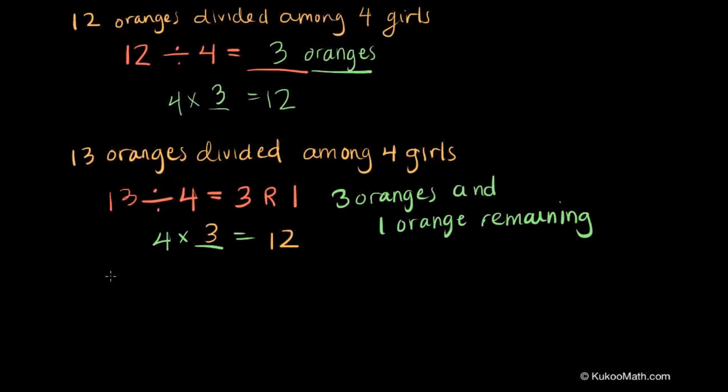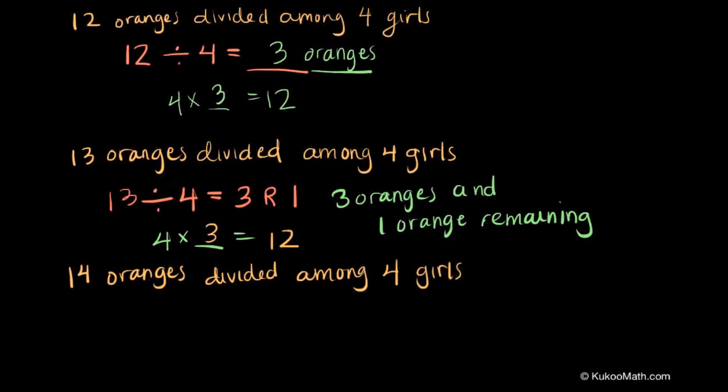And so now let's try again with a different problem just to double check. So let's try the problem 14 oranges divided among 4 girls. Now the corresponding division problem is 14 divided by 4 is equal to what? And the multiplication problem that we can write out of this is 4 times blank is equal to 14.